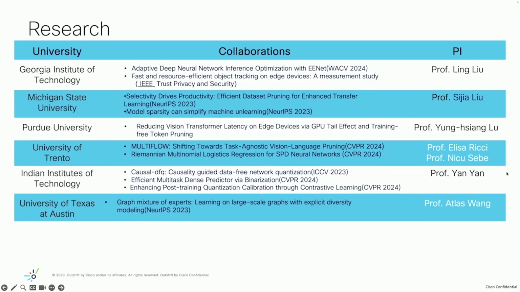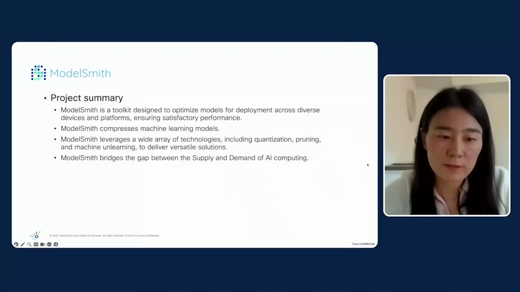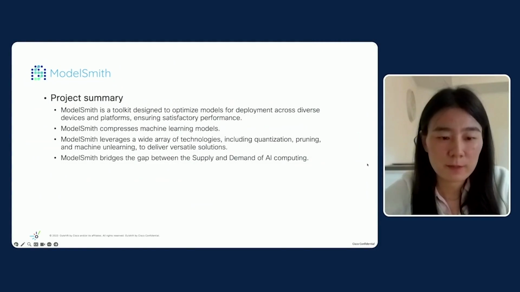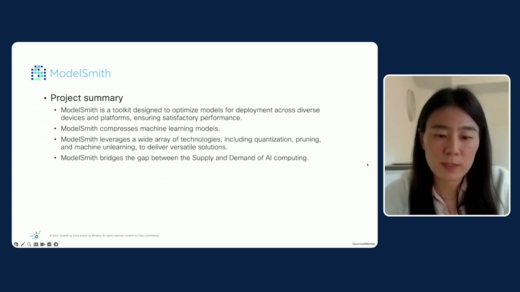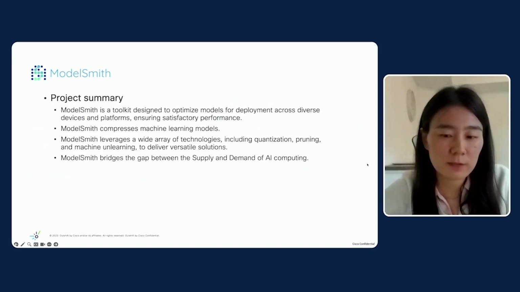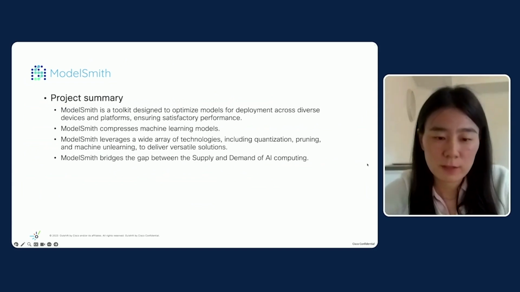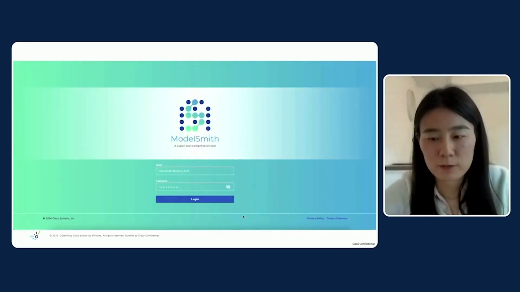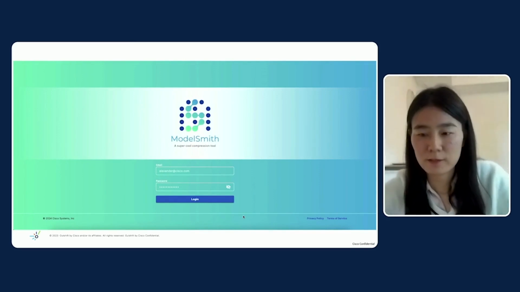To summarize the project, ModelSmith is a toolkit designed to optimize models for deployment across diverse devices and platforms, ensuring satisfactory performance. ModelSmith compresses machine learning models. And ModelSmith leverages a wide array of technologies, including quantization, pruning, and machine unlearning to deliver versatile solutions. ModelSmith bridges the gap between the supply and the demand of AI computing. Let me show a demo to help you gain a better understanding.